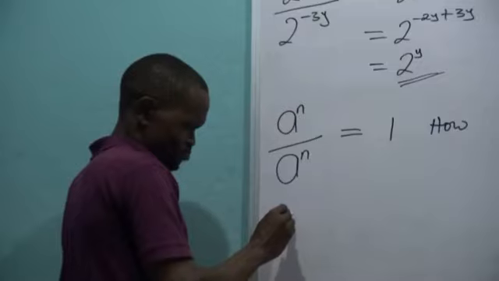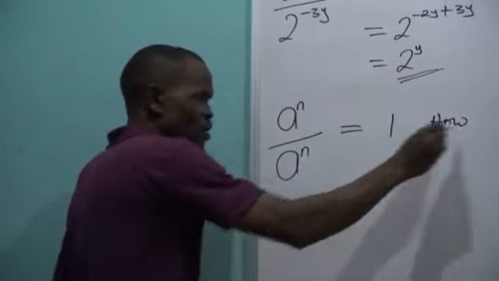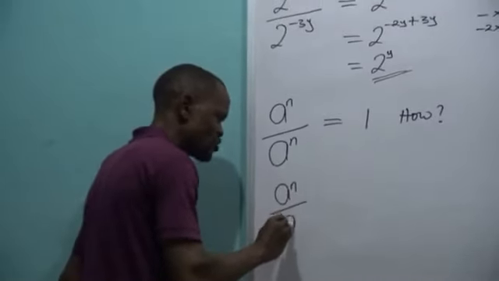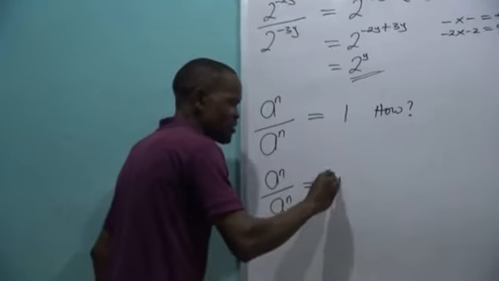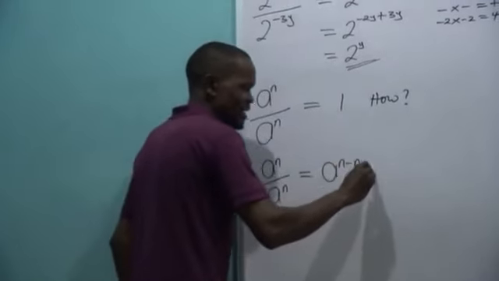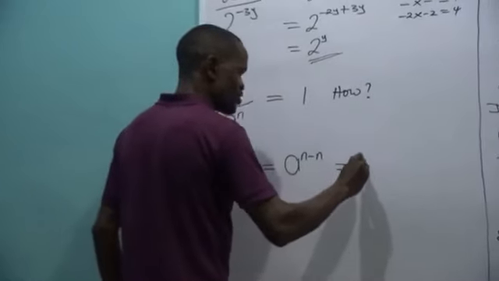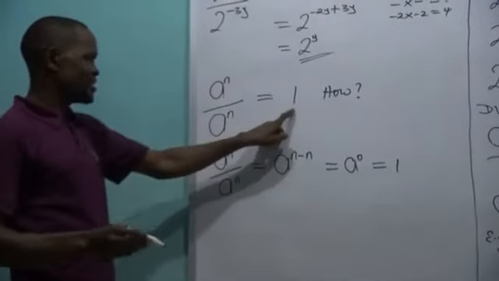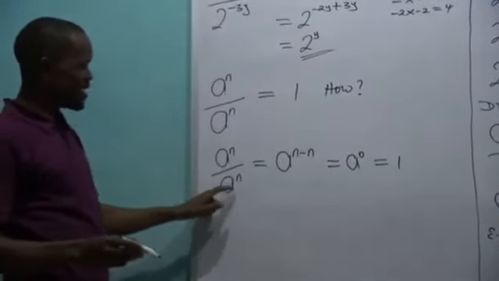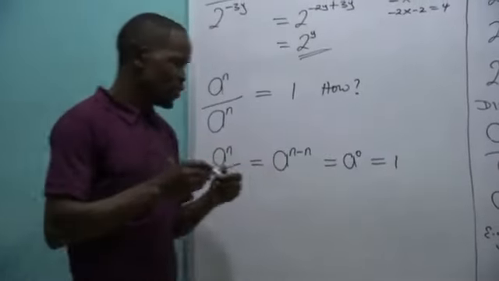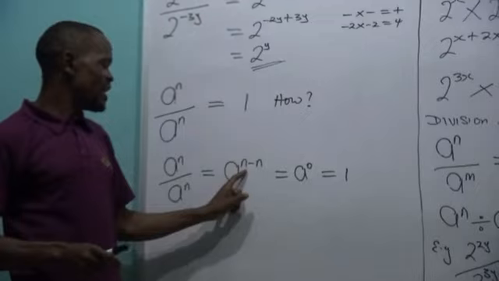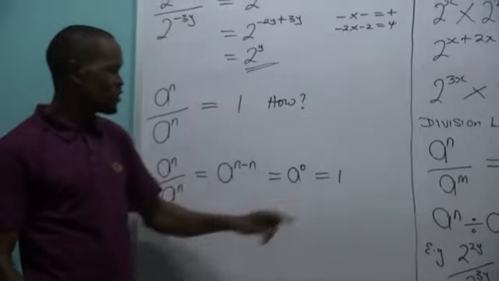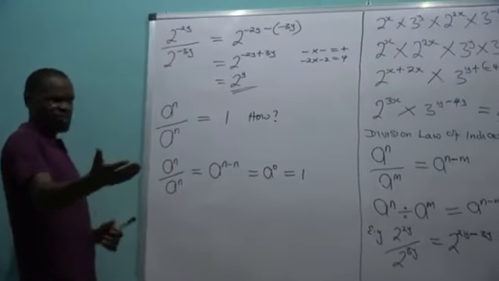An example, let us see. We have this. Somebody will say how. We look at this: a raised to power n over a raised to power n is equal to a raised to power n minus n. And this will give me a raised to power 0, and the answer is 1. This divided by this is 1. And a raised to power n divided by a raised to power n, using our formula, gives me a raised to power n minus n, which gives me a raised to power 0, and a raised to power 0 is 1. So what are we achieving on this?